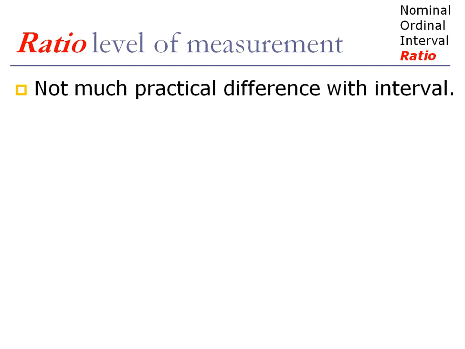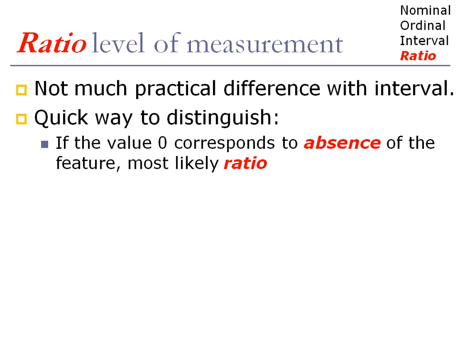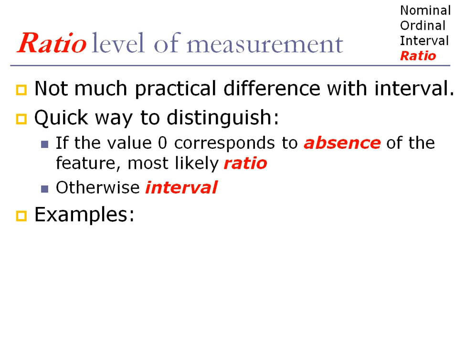First of all, once again, there is not a lot of practical difference between interval and ratio. They both refer to something very objective. But one way to distinguish them is to ask, what does the value 0 mean? If the value 0 corresponds to the absence of the feature, then most likely you're dealing with a ratio variable. In fact, for now you can assume that you do. On the other hand, if the value of 0 does not correspond to the absence, then you're probably dealing with interval level. Let me give you some examples.